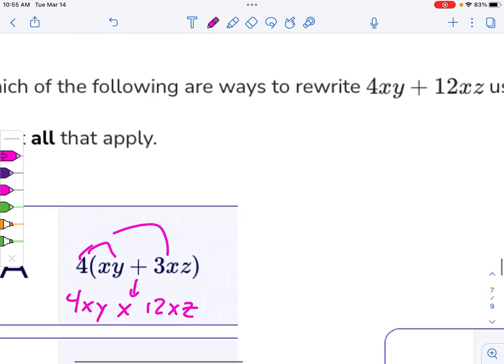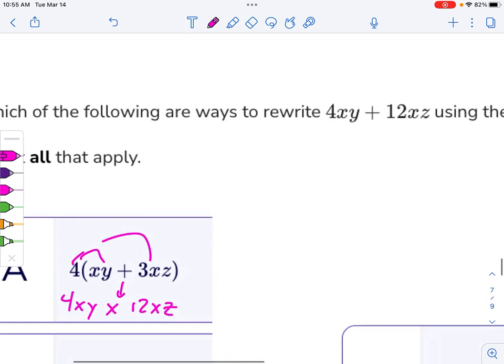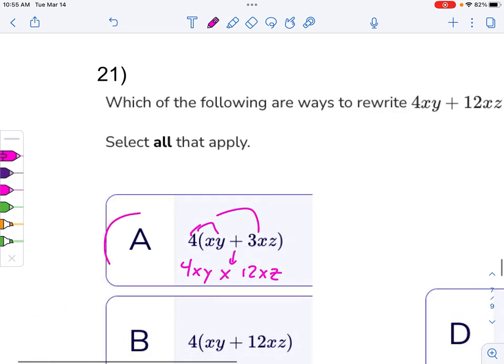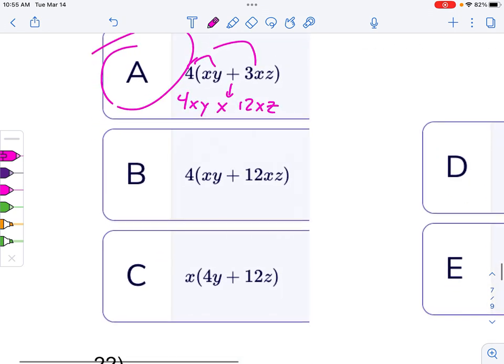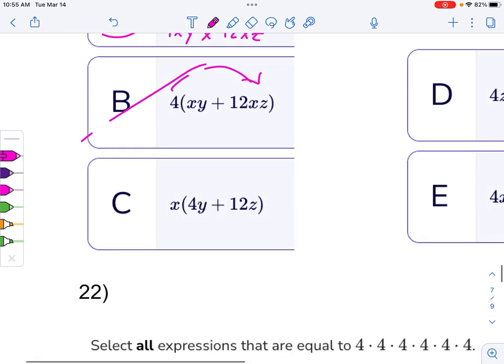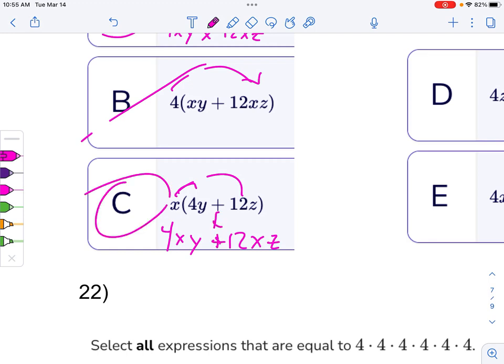Is that what we want? 4xy and 12xz. That one works. This one right here. Okay, this is already 4 times 12. That's too big. Doesn't work. Let's do this one. X times 4. Oh, yeah, look at this. This is 4xy. And this is 12xz. And it's an addition sign. This one works.